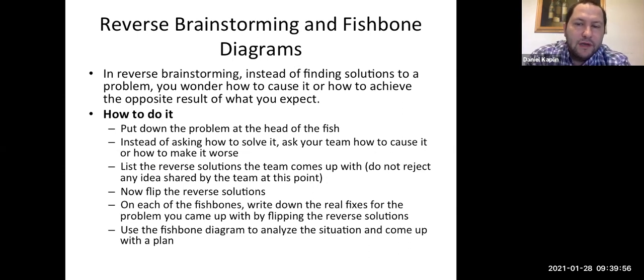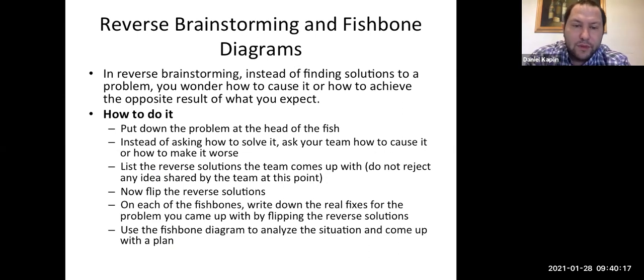And instead of asking, well, how do you solve it, ask your team how to cause it or how to make it worse. You want to list reverse solutions that the team comes up with. And it's very important that when you're brainstorming, you don't reject any ideas. All ideas go on the board, no matter how trivial they may seem.